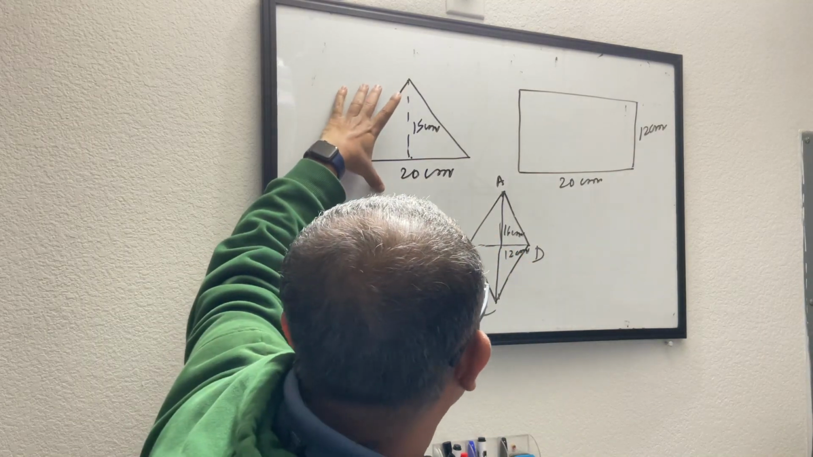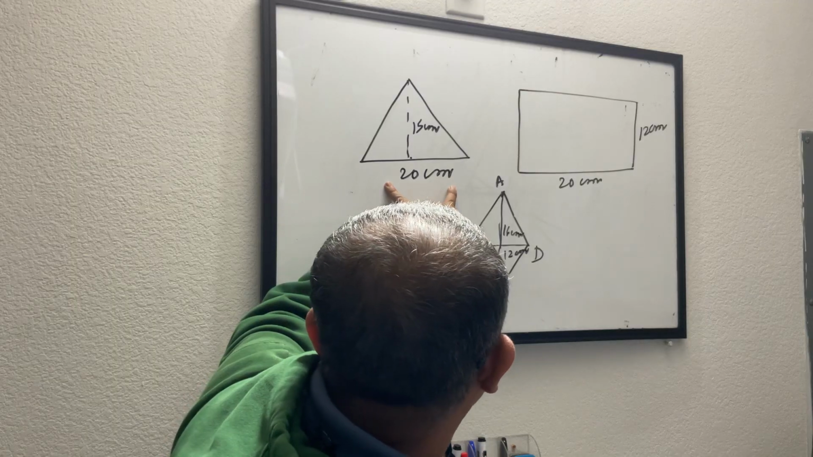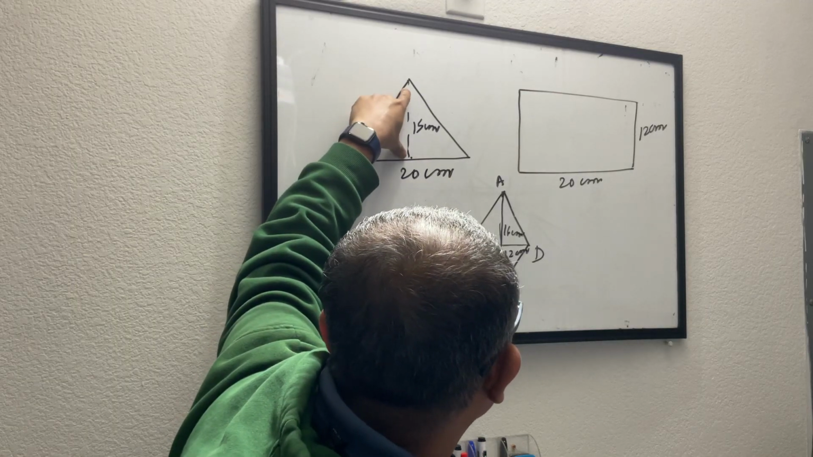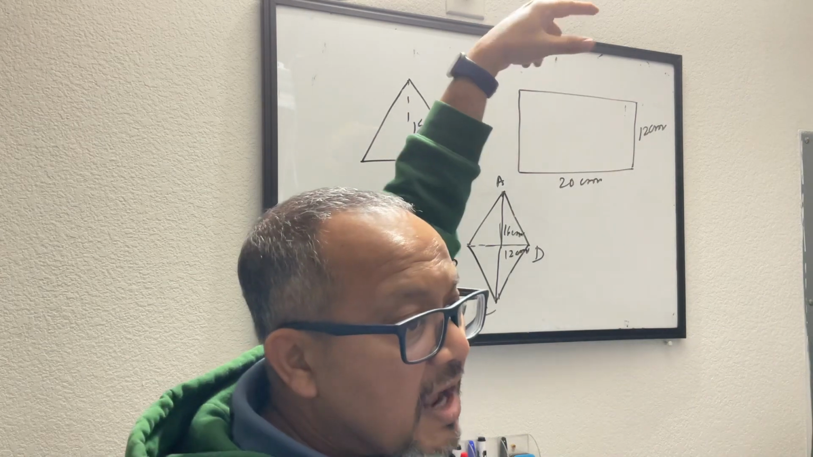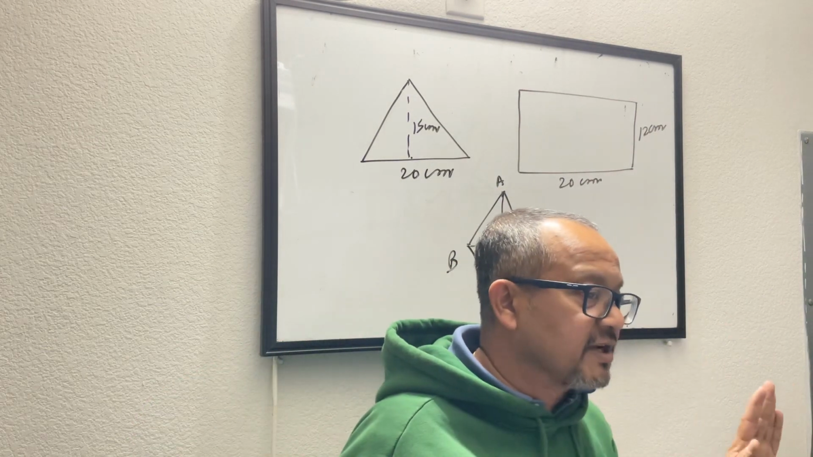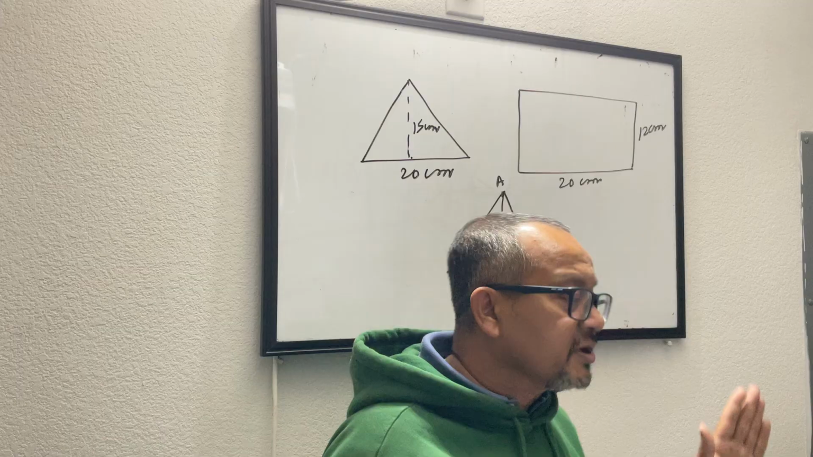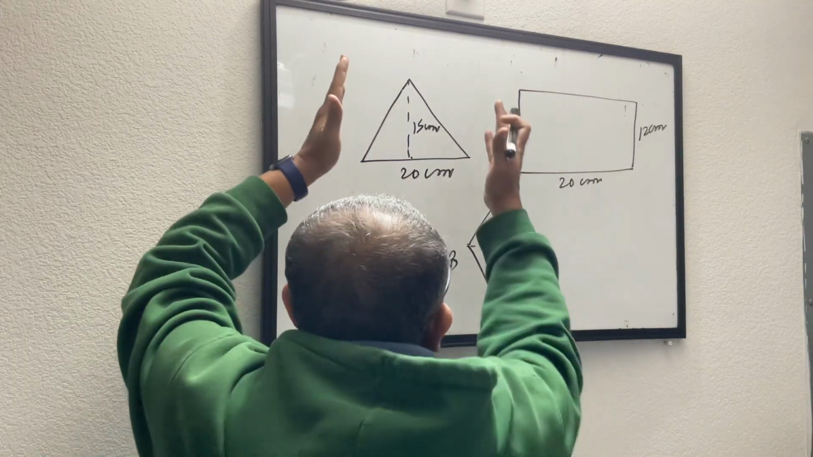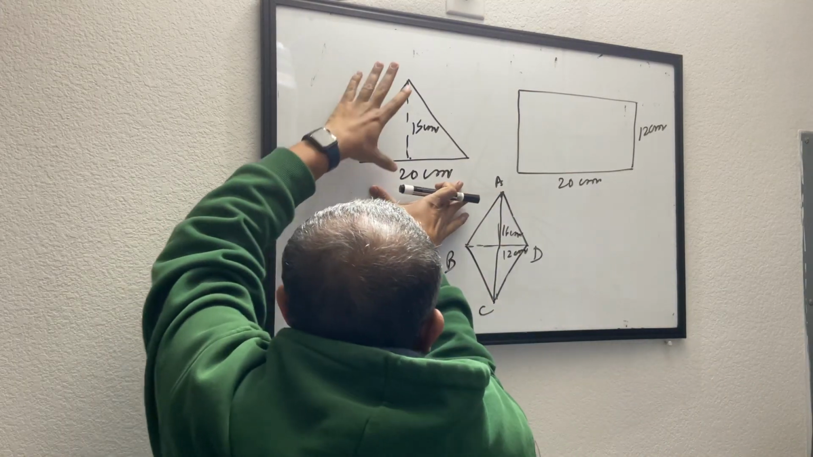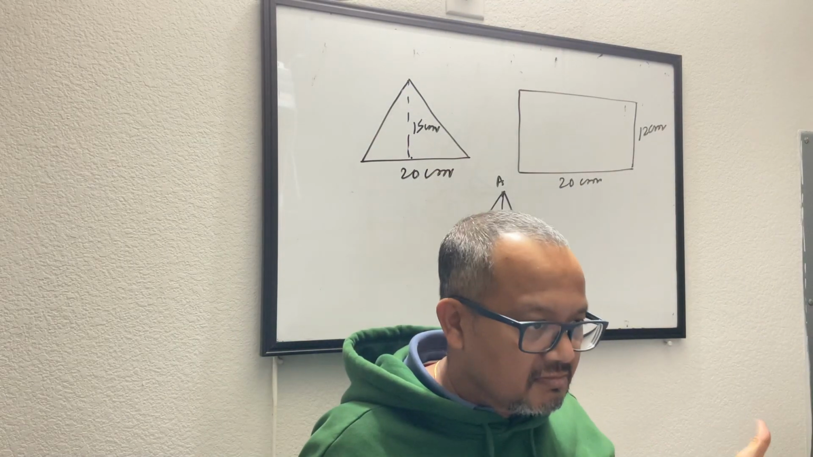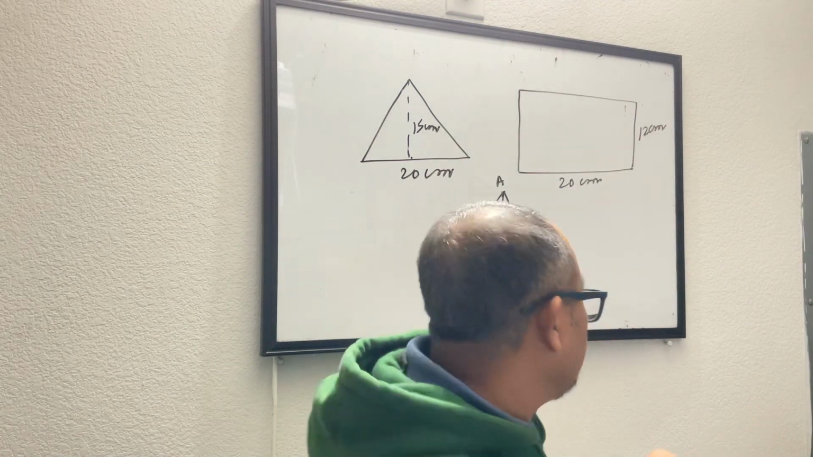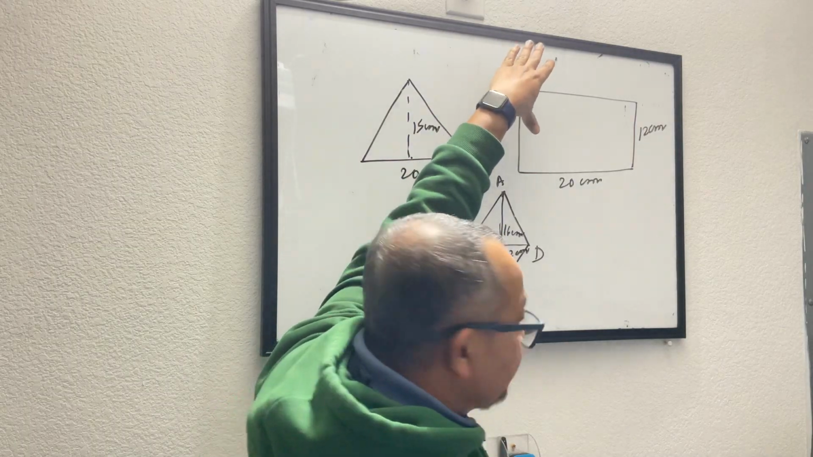This is a triangle. Base is given as 20 centimeter, height is given as 15 centimeter. Find out the area of the triangle. Guys, can you hold your horses? Don't get tempted to talk. This is a triangle where the base is 20 centimeter, height is 15 centimeter. Has everybody noted it down? Everybody? Yes, sir. Okay. Now I'm going to the second one.